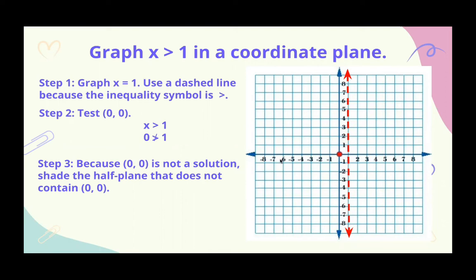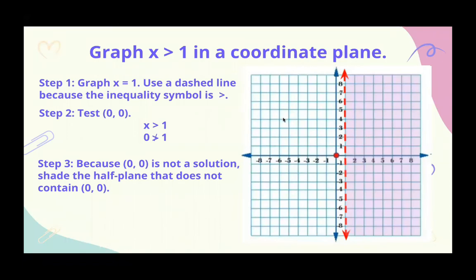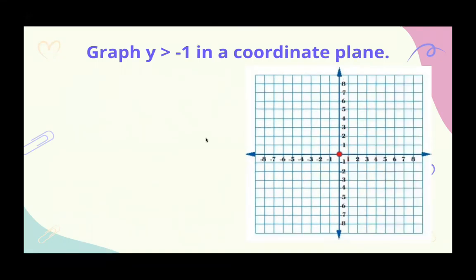So that just means to shade the side of the line where (0, 0) is not on the coordinate plane. So that would be to the right of our line, and your graph would look like this. Notice how (0, 0) is not shaded in this case. Go ahead and try this problem on your own.